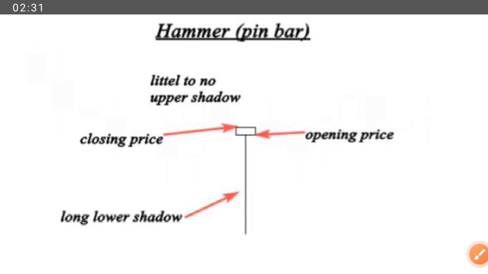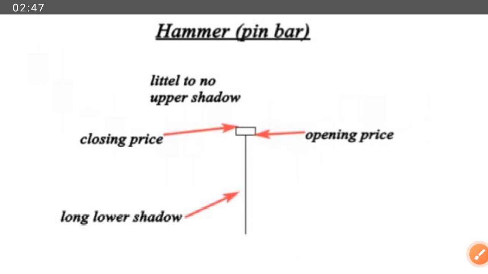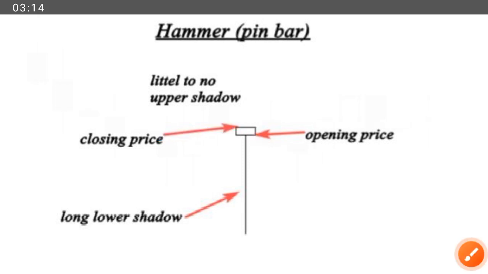You can see price opened here. After opening, what happened? It went down. The bears, the sellers, pushed price down up to this place. But the buyers responded and pushed the price back up to the closing price here, making it form a hammer, or we can call it a pin bar.